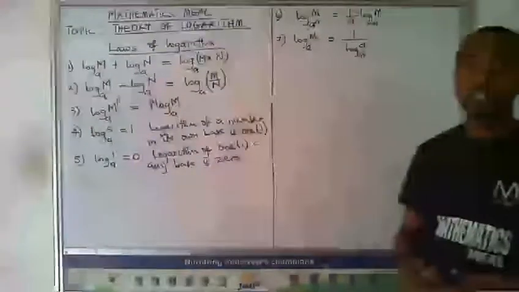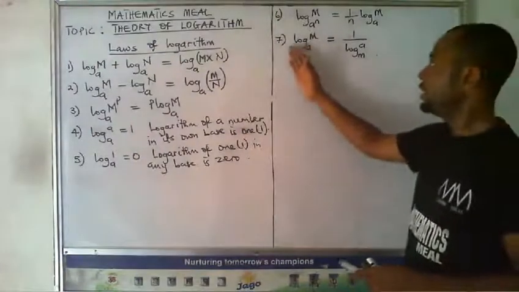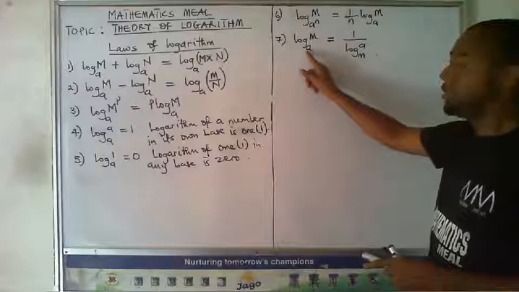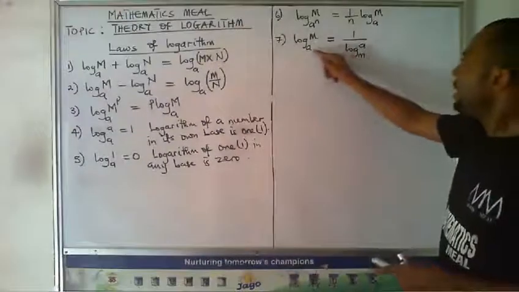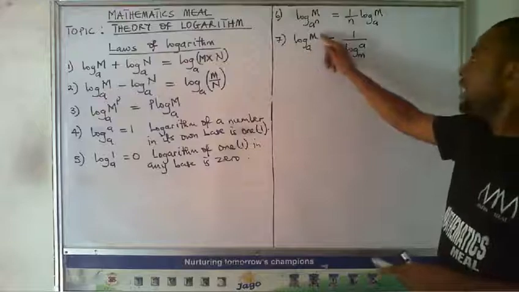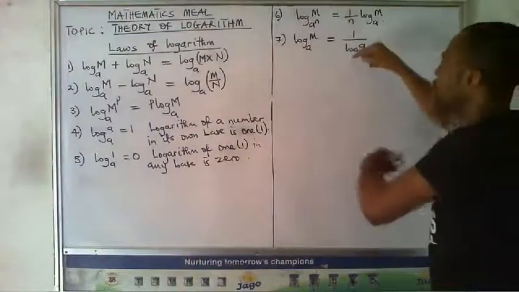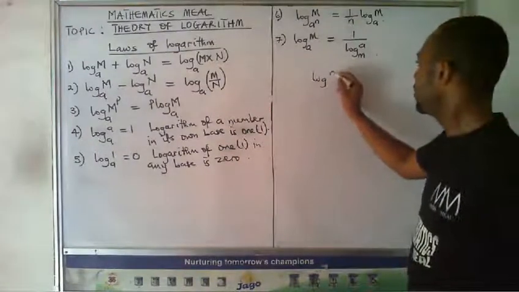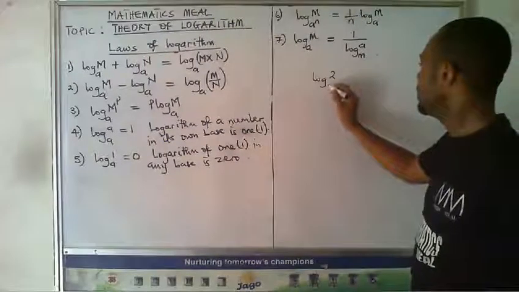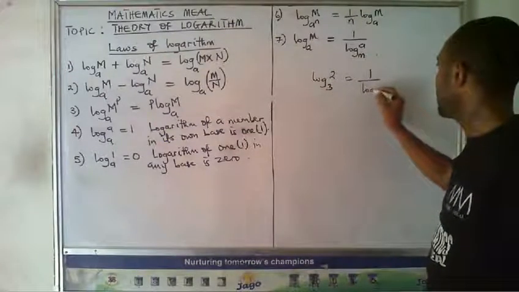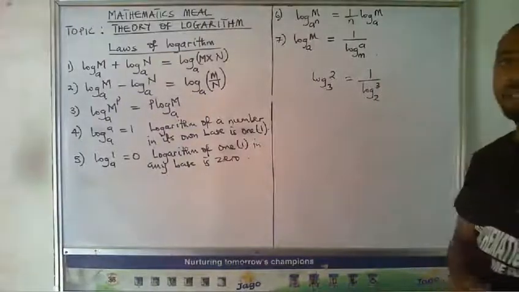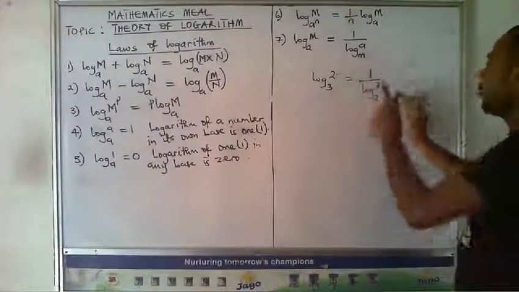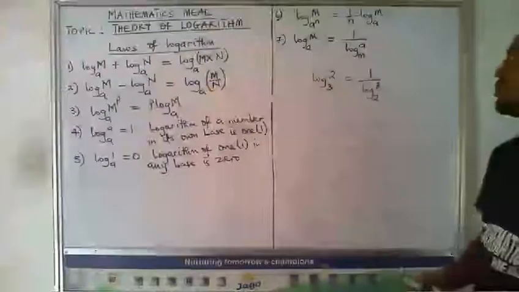Then finally the seventh law, the change of base law. I have log m in base a. Now if I make a the number and m the base, I have to turn the expression upside down. So if I have log 2 in base 3, that's 1 over log 3 in base 2. When I interchange the number and the base, we invert the logarithm.